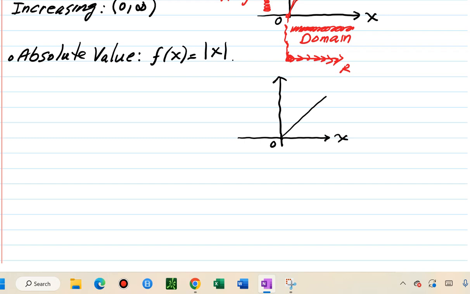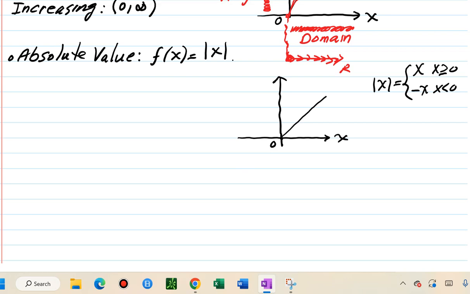And the reason, by the way, is because absolute value of x, remember, is x or negative x. If x is greater than 0 and x below 0. Well, x is just the identity function, right? Remember, that's this function that I did the very first one.